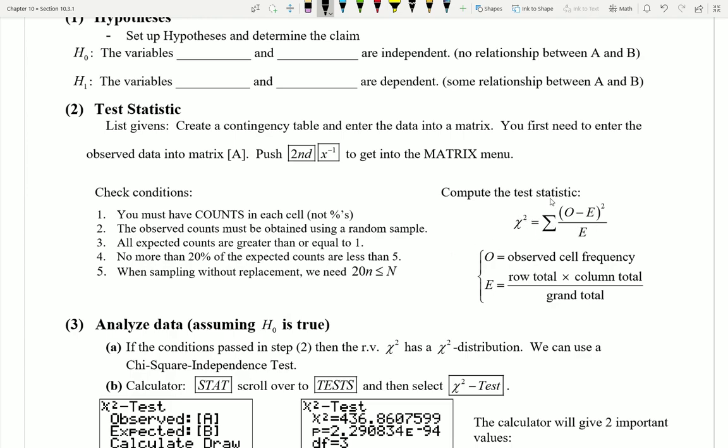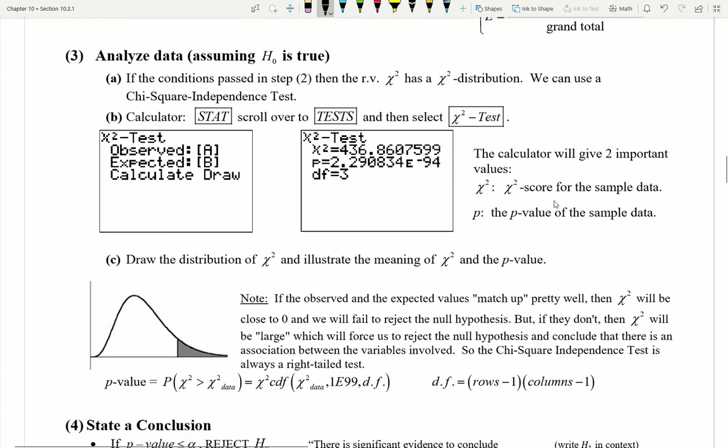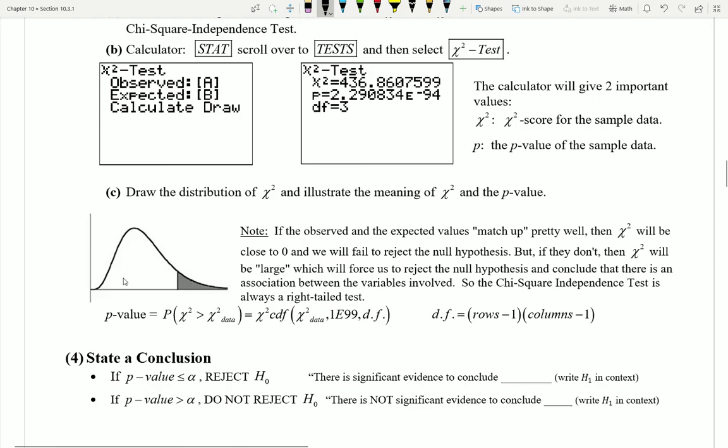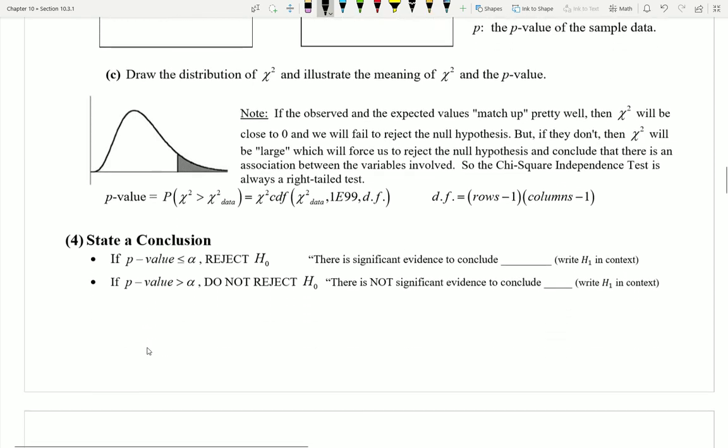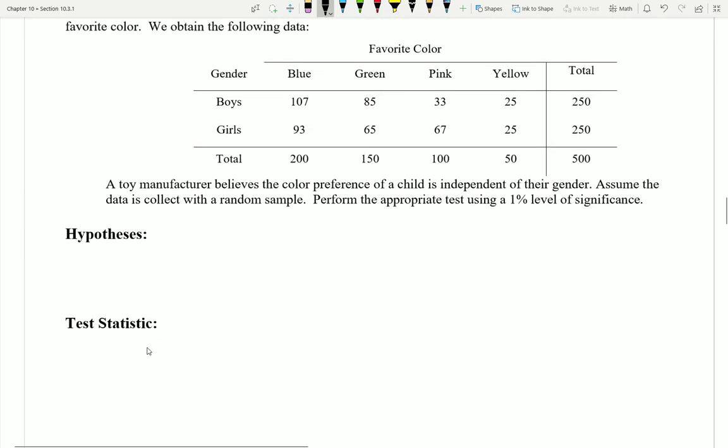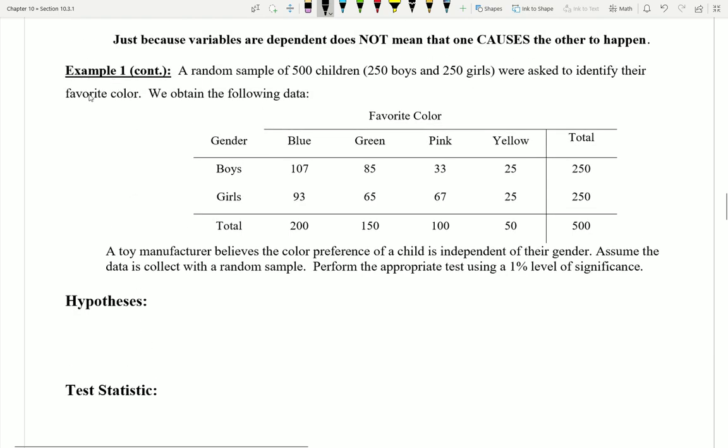We'll have the same exact test statistic we did last time, but everybody should have this test on their calculator. We'll then run a chi-squared test, not a GOF, but just a regular old chi-squared test on the calculator. We'll still draw our picture, compute a p-value, and it'll always be a right-tailed test. And then we'll be able to state a conclusion. Okay. We'll see that this test is actually surprisingly easy to run, and we'll take a look at how we could generalize everything that we did in the first example in the next video.